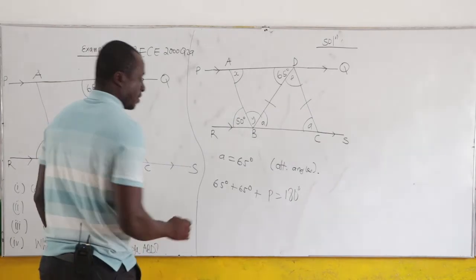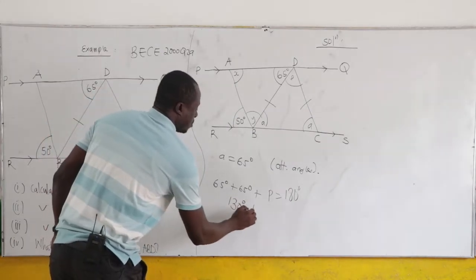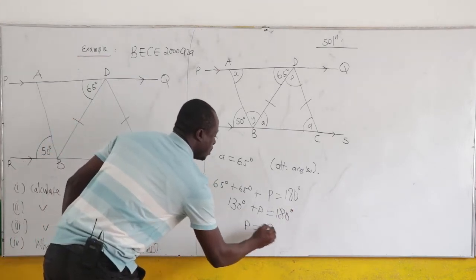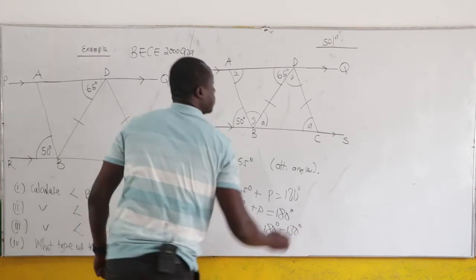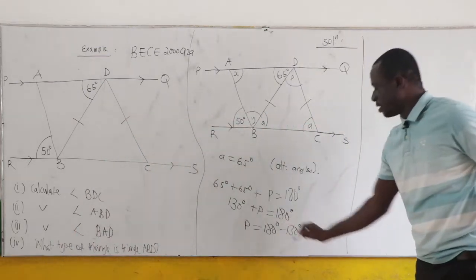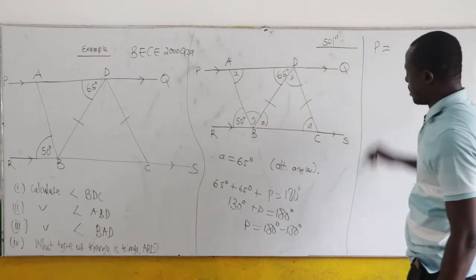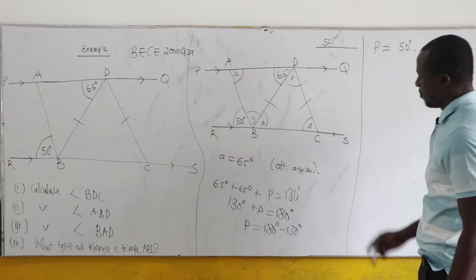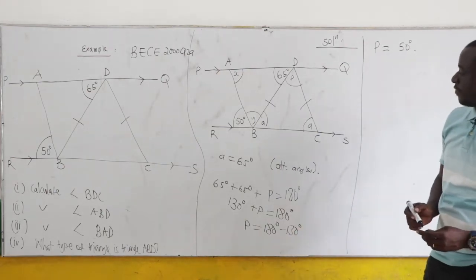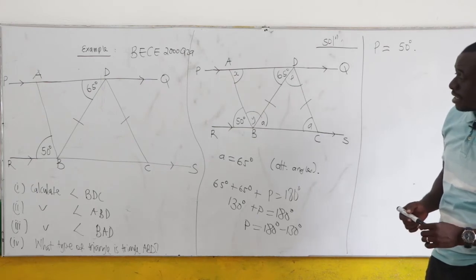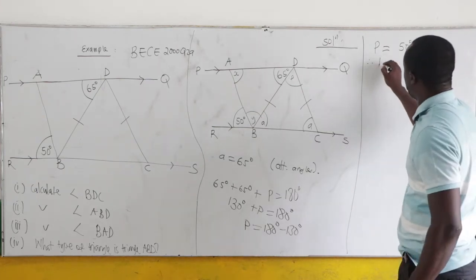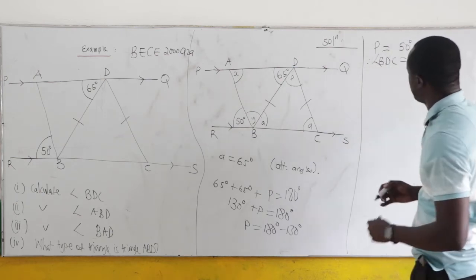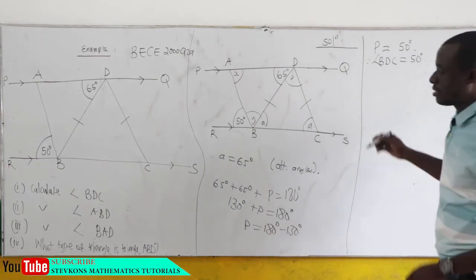Now what is 65 plus 65? This is 130 degrees plus P equal to 180 degrees. Hence our P is 180 degrees minus 130 degrees. Now what is 180 minus 130? Clearly, this is 50 degrees. So we have our P to be equal to 50 degrees. What is the name of the P? That is BDC. Therefore BDC is equal to 50 degrees.